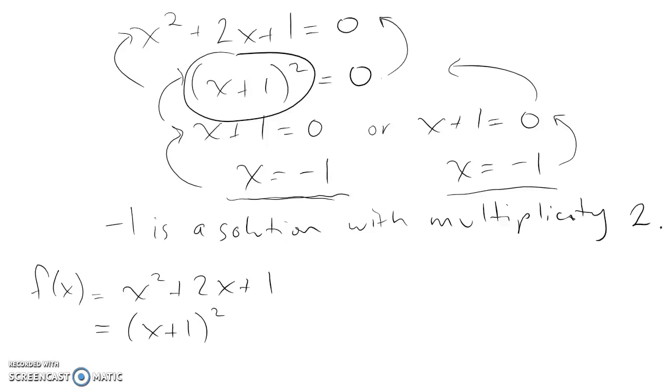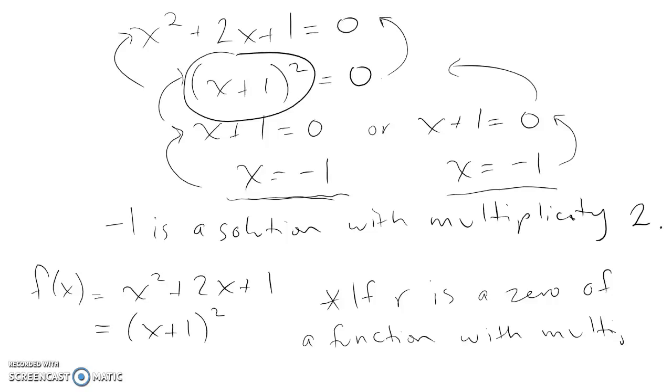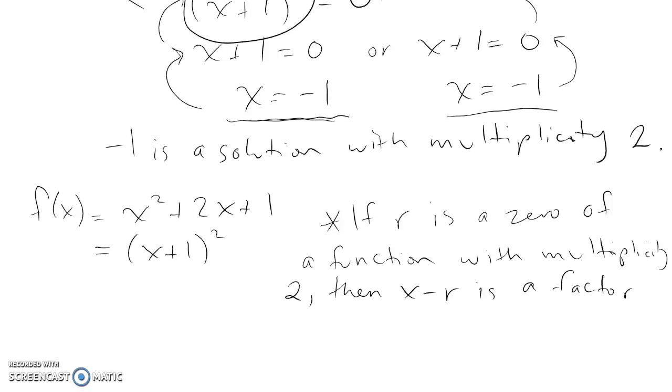So what I just said then is, if r, and the book uses r, is a 0 of a function, and that 0 has multiplicity 2, meaning that it happens to be a 0 twice, right? Then I know that x minus that number is a factor of the function twice.